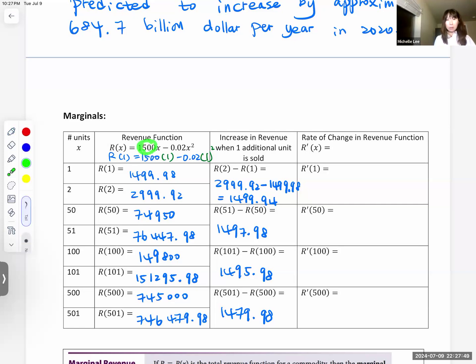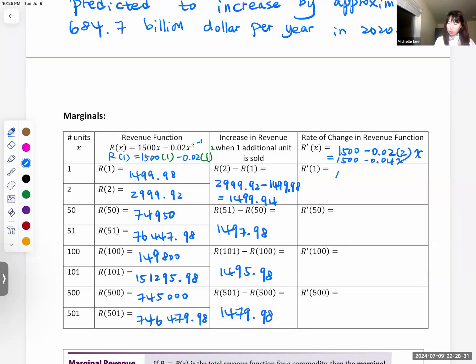Okay, derivative. So let's take the derivative. Take the coefficient because we have only x. There's no dropping the power because the power is 1, right? So we have 1500, and keep the coefficient negative 0.02 and then drop the power, which is 2, on x, right? Reduced by 1. Okay. We get 1500 minus 0.04x, yeah?